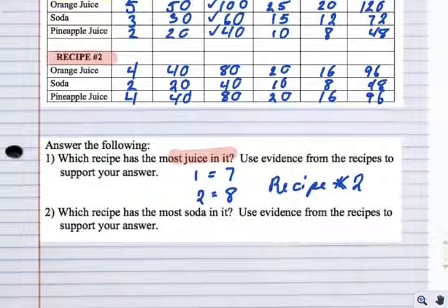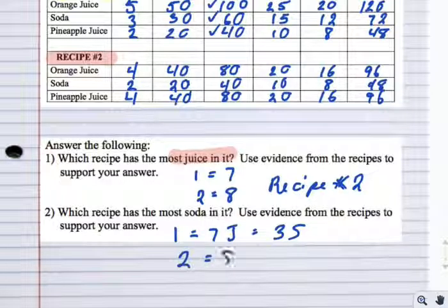Question number 2 says, which recipe has the most soda in it? I can go back and use the same strategy I used for problem number 1, or I can say, well, I already know that recipe number 1 has 7 cups of juice, so it must have 3 cups of soda. And I already know that recipe number 2 has 8 cups of juice, so it must have 2 cups of soda. So which recipe has the most soda? Recipe number 1.